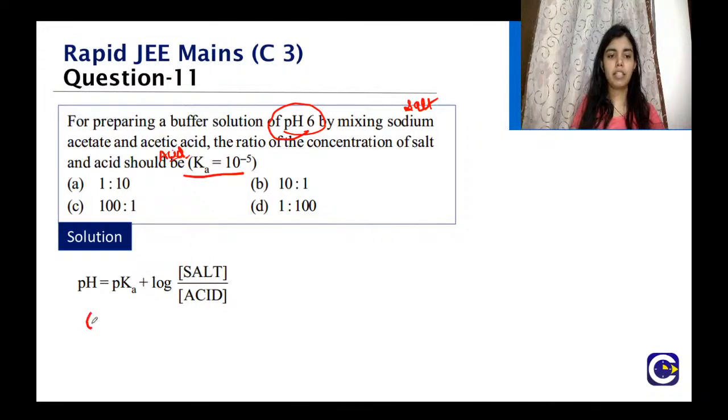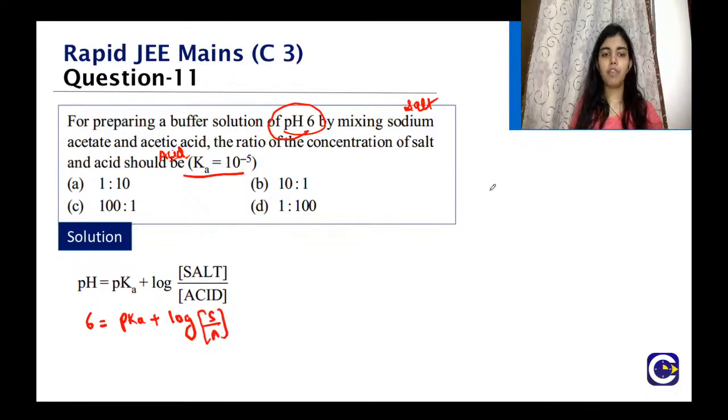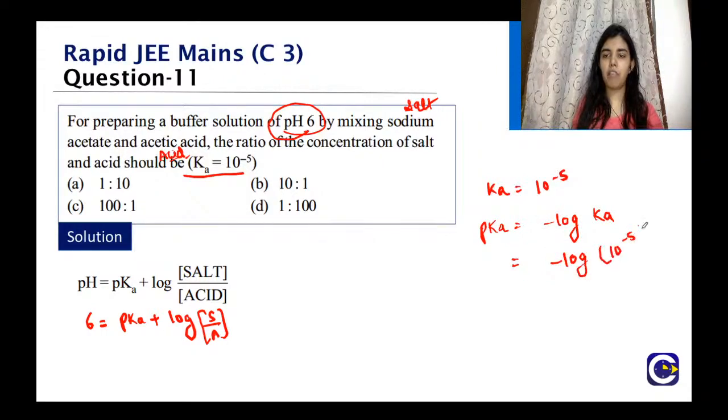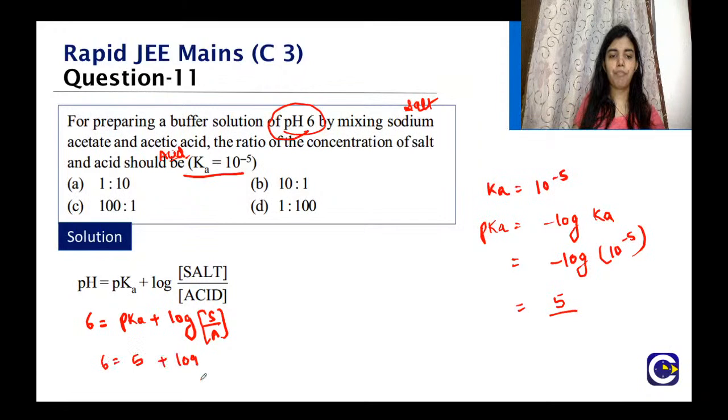So pH is given as 6, pKa plus log of salt by acid. This ratio we need to find out, right? So we have to find out the value of pKa first. So Ka is what? 10 raised to the power minus 5, and pKa is basically minus log of Ka. That means minus log of 10 raised to the power minus 5. That will be equal to what? Basically 5, right? So this will be 6 equals 5 plus log of salt divided by acid.